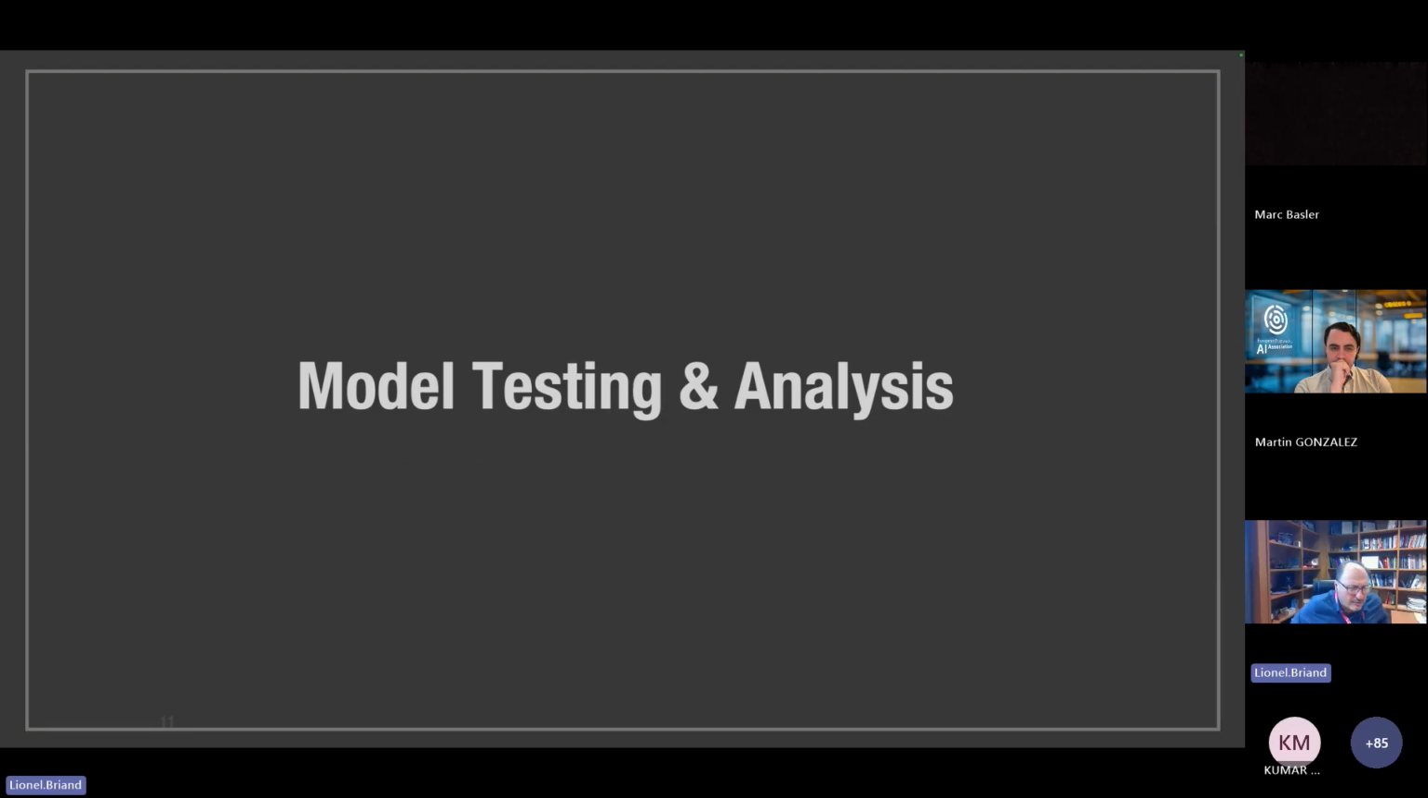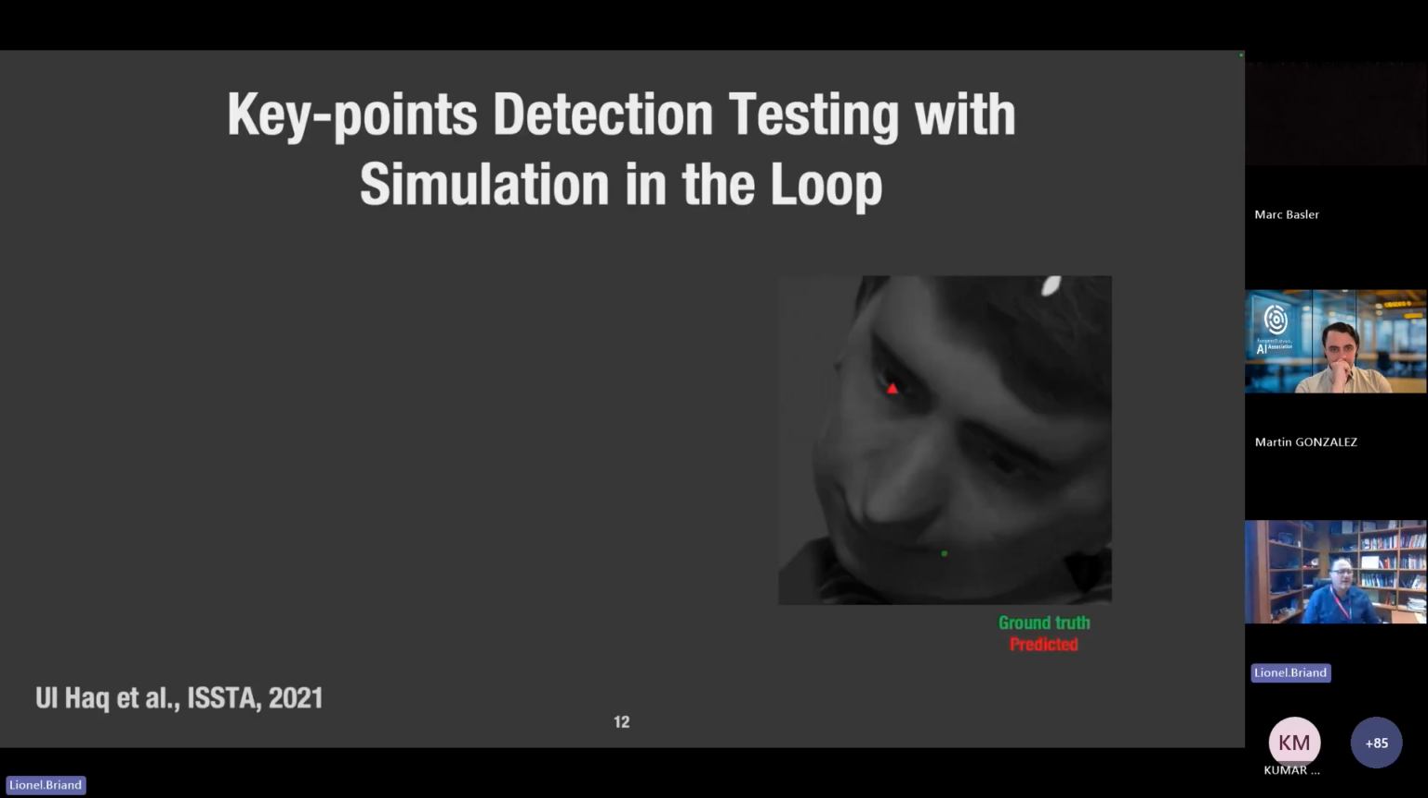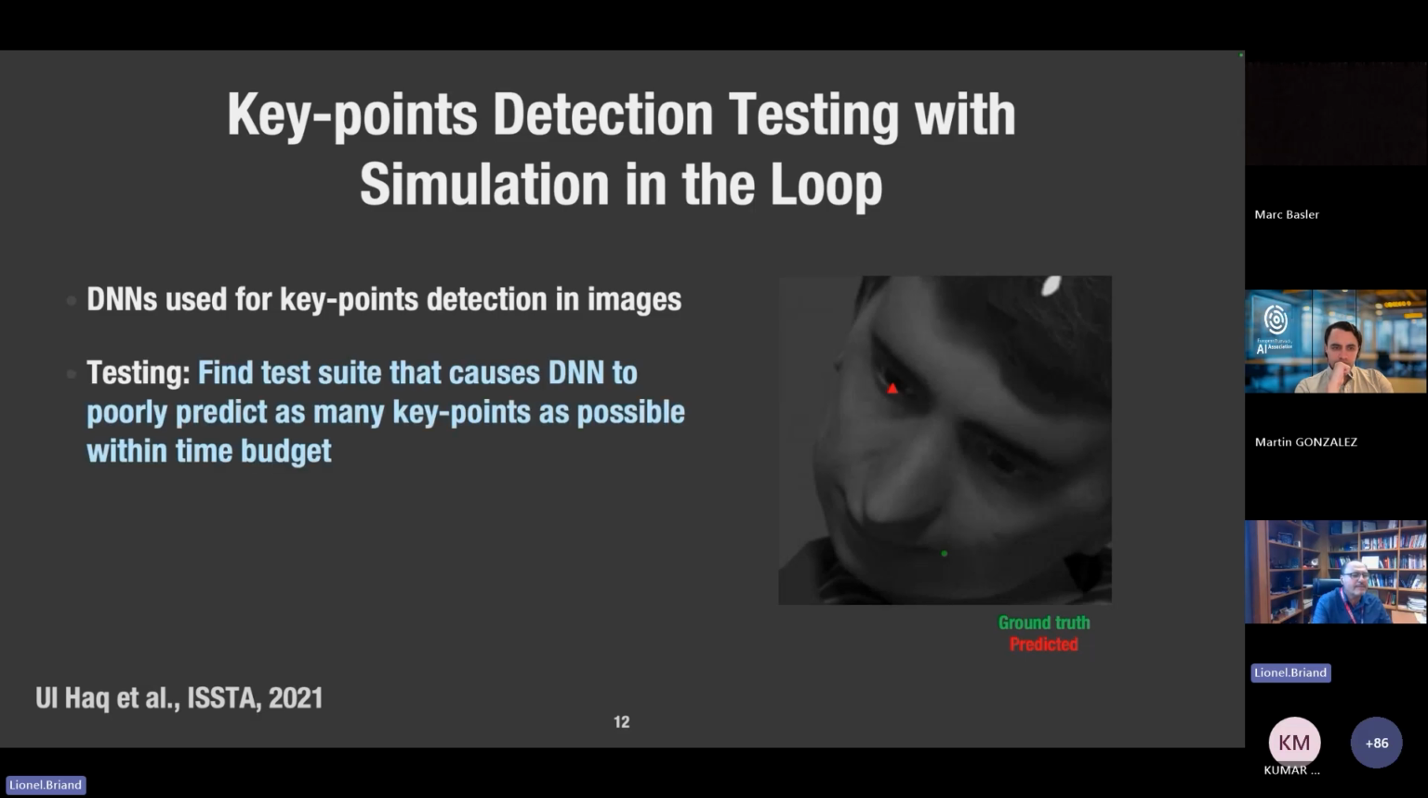So at the model level, I'll start with a somewhat dated project, but that is simple. That is a good way to start addressing the subject. This was a project in the automotive domain where they had a camera installed within the car, and they were monitoring the face of the driver, and they were trying to predict the key points on the face of the driver: the corners of the eyes, the nose, the mouth. And this was used for different applications that I will mention later.